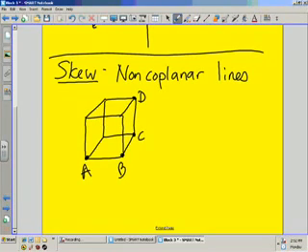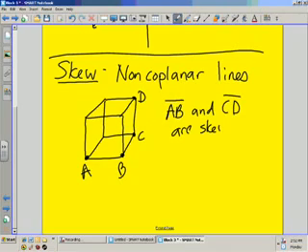There's no symbol involved here. Instead, we're just going to say AB and CD are skew. Skew, S-K-E-W. Now, this is going to be a word that people tend to forget. They'll remember that skew is an important idea, but they will lose how to describe it to themselves. So non-coplanar lines, and make sure you remember this drawing because you're going to need it.